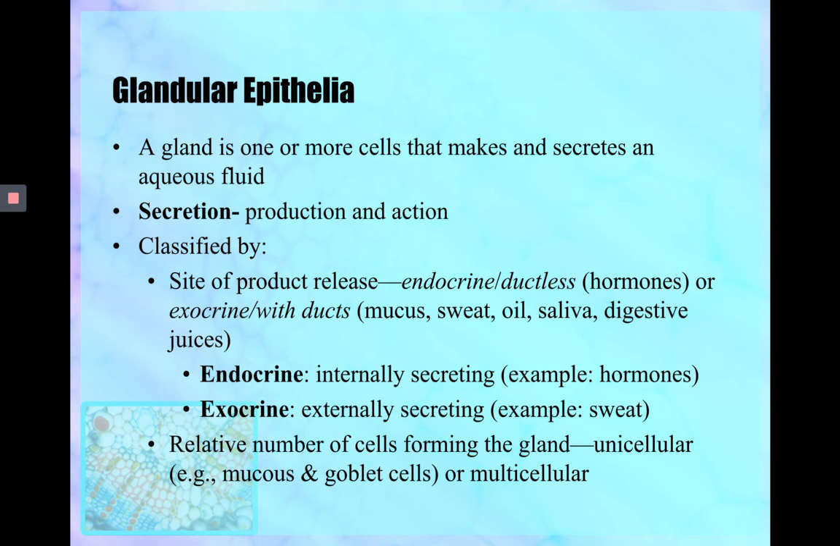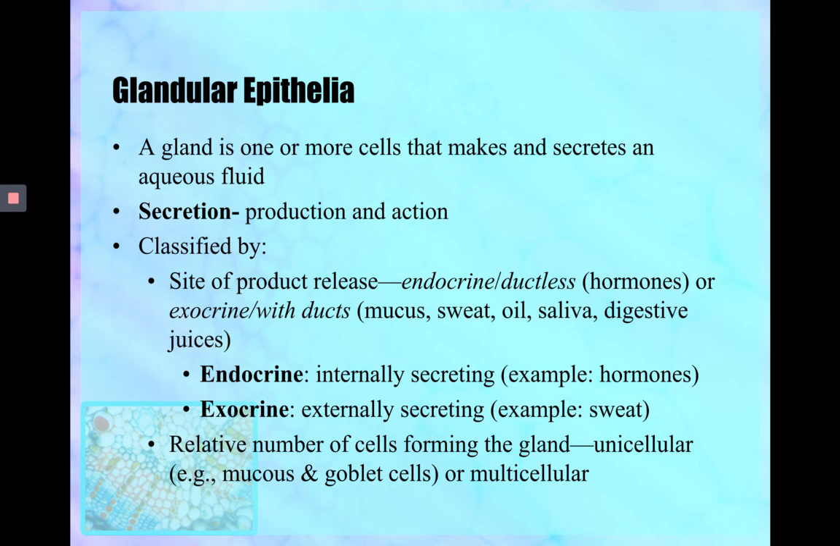Now, we would classify glandular epithelium depending on the site of their product release. Where or how are they releasing their product? For example, there are endocrine glands and exocrine glands. So endo, exo, those are the prefixes. And endocrine glands are considered internally secreting. They're going to secrete their fluids, their product, not only into the interstitial fluid, but eventually to the blood.